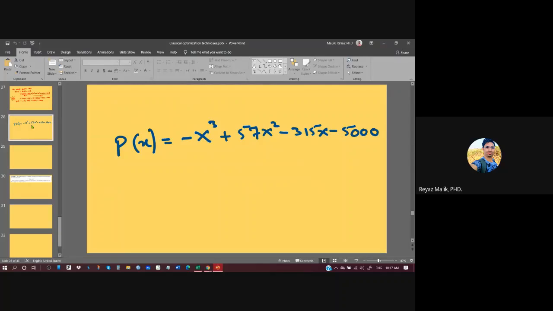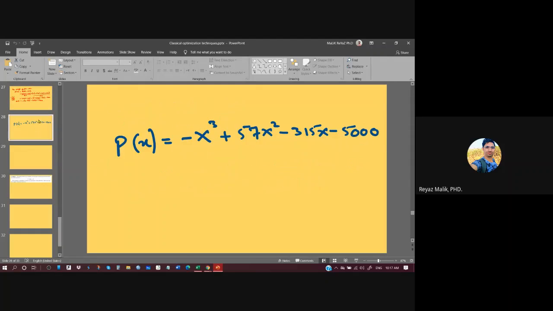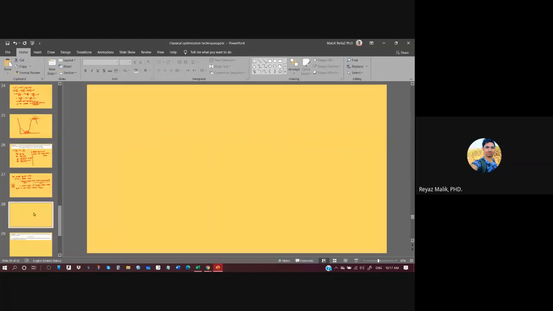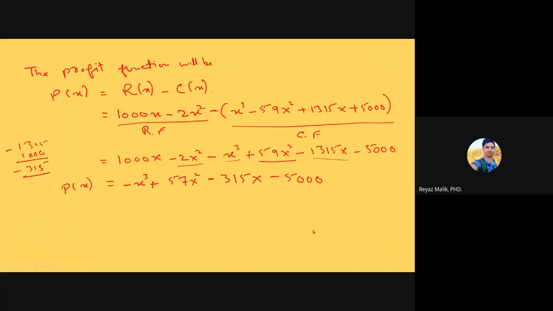This was the function yesterday. Okay, so we had reached till here. Fine, till here we had reached. So this was the function we reached till here yesterday.